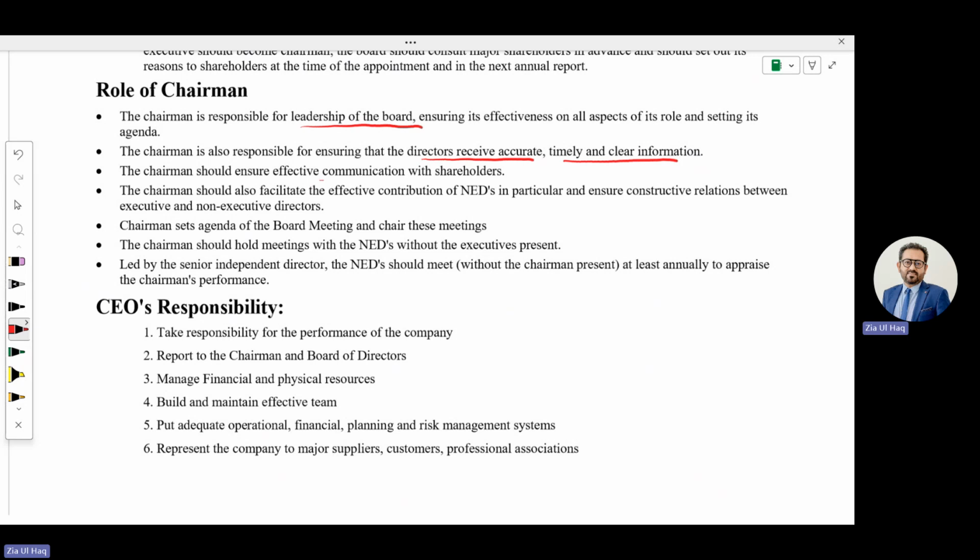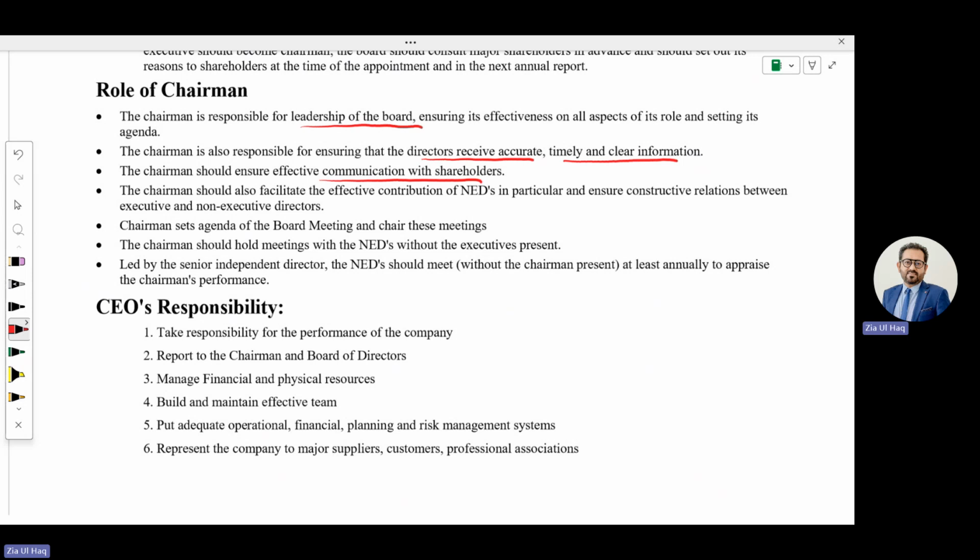Chairman should ensure effective communication with the shareholder. Meaning he is the internal person in the company who is available for shareholders. Like if any time shareholders visit the company and want to discuss any matter, whom will they see? Because the CEO runs the company, he is always engaged outside the company with the customers, with suppliers, with bankers. But the chairman runs the board's internal matters.